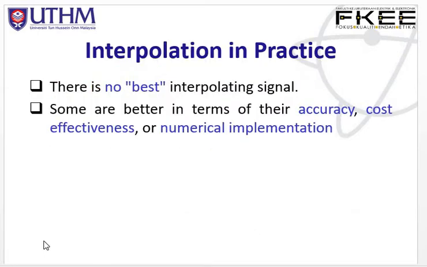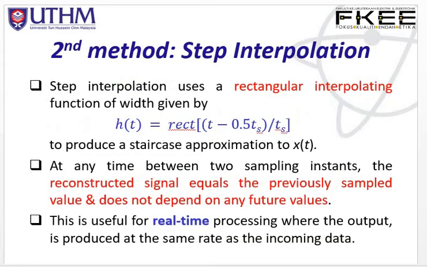Therefore, for interpolation in practice, there is no best interpolating signal. Some are better in terms of their accuracy, cost, effectiveness, or numerical implementation. The second method is the step interpolation. Step interpolation uses a rectangular interpolating function, h(t) equal to rect((t minus 0.5Ts) over Ts), to produce a staircase approximation of x(t).